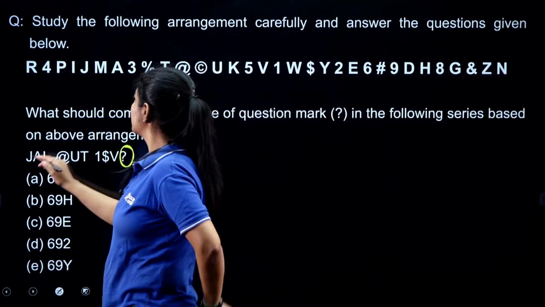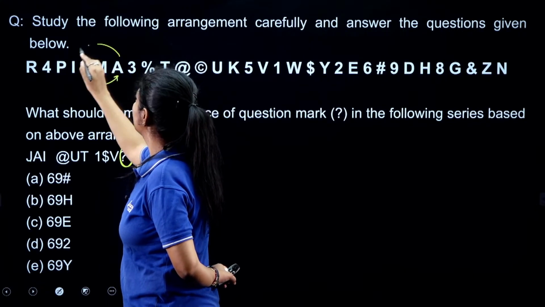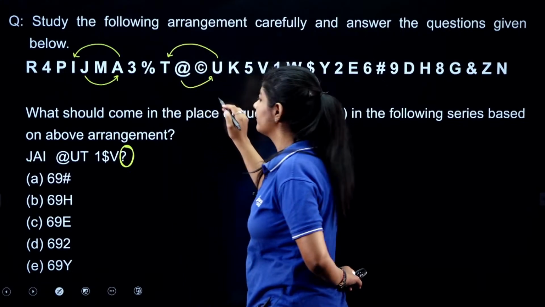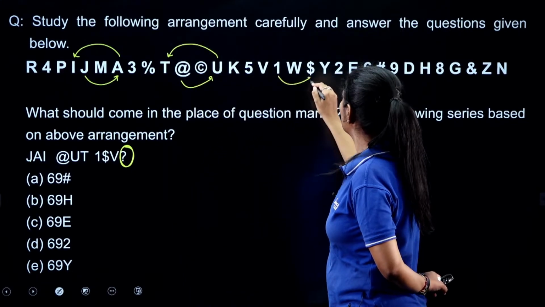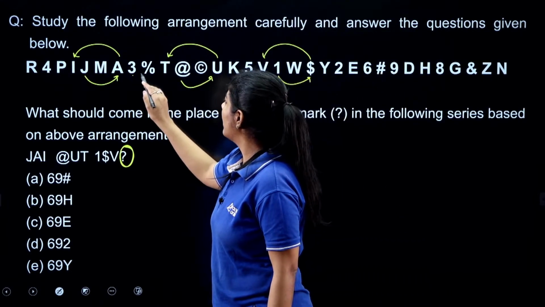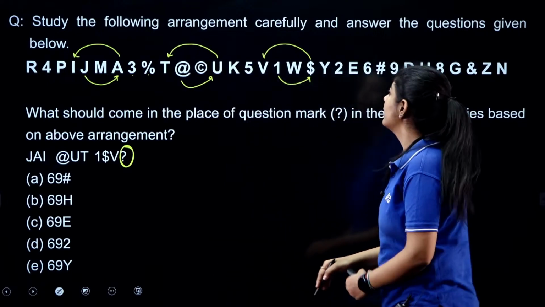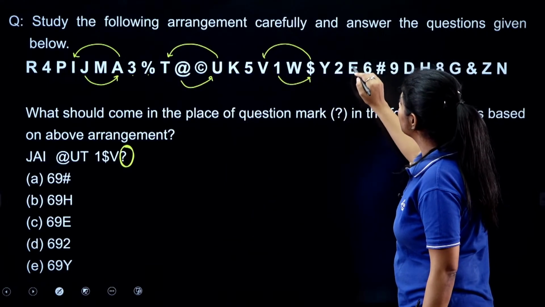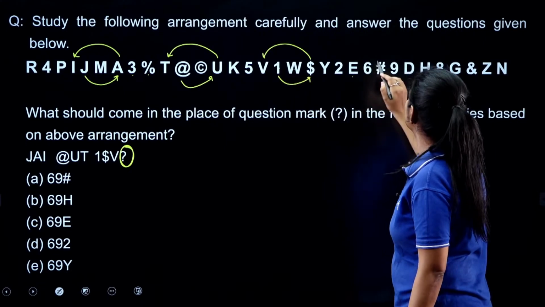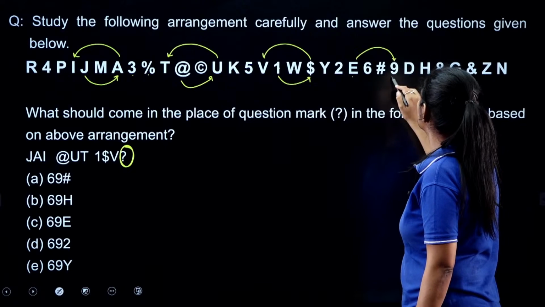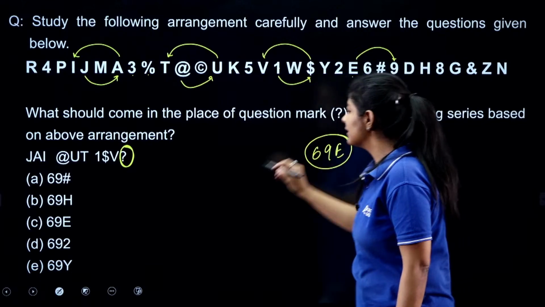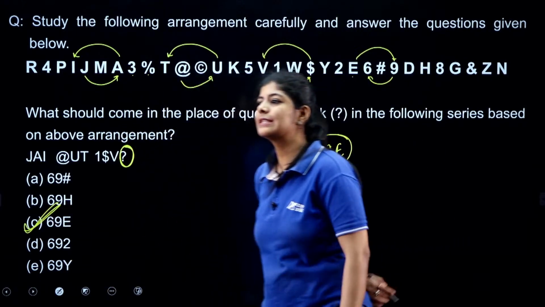First we focus on the data, that J, A, I, afterwards $1. Okay, so what are we having? We are having a gap of 1, 2. There is a gap of 2 elements, okay, then 2. So we need to pick this E, okay, and 1, 2, 3. E, 1, 2, 3, then this one and this one. So the answer is 6, 9, E. The answer that we are having is option number C, 6, 9, E.